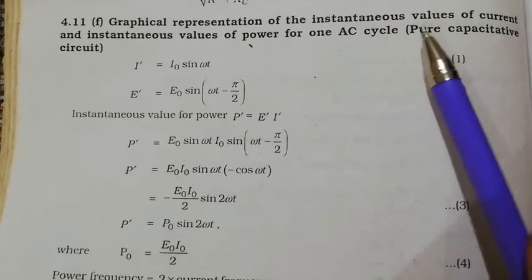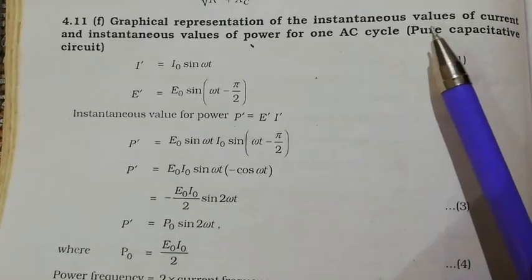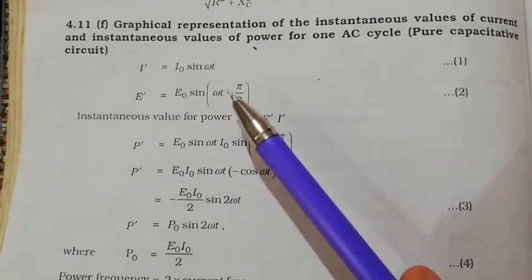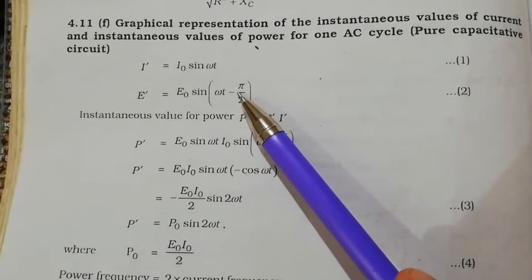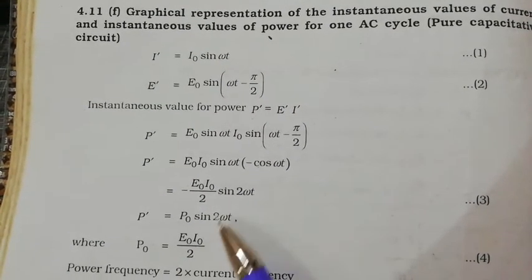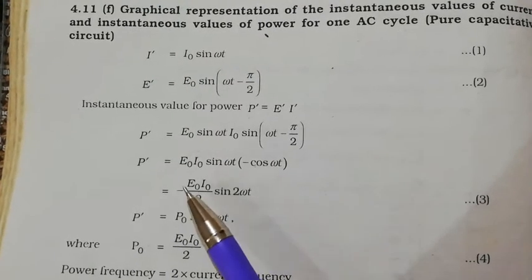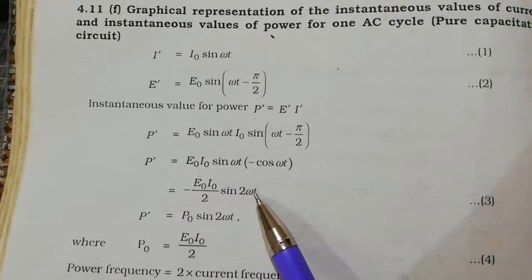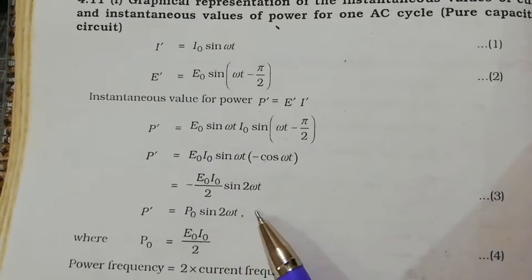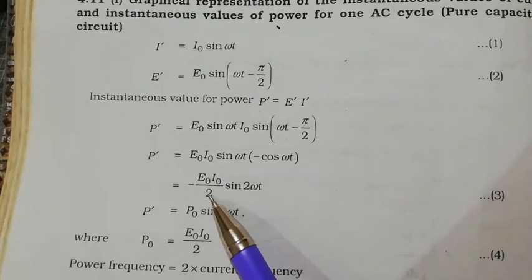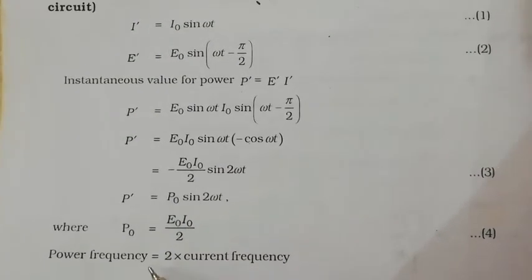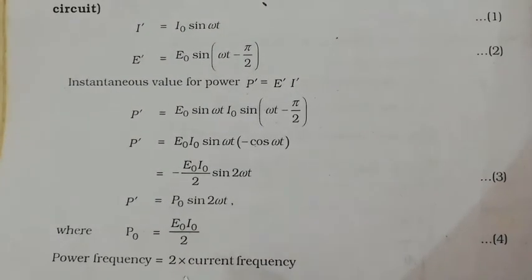Graphical representation of the instantaneous value of current and power over an AC cycle. For that, we consider the pure capacitive circuit as an example. For that, the EMF is leading the current, that is the current is leading by pi by 2. So we know P prime is equal to minus E0 I0 by 2 sin 2 omega t by solving this. And after that, P prime is equal to P0 into sin 2 omega t. As we know, E0 I0 by 2 is the average power. So power frequency is equal to 2 into current frequency.